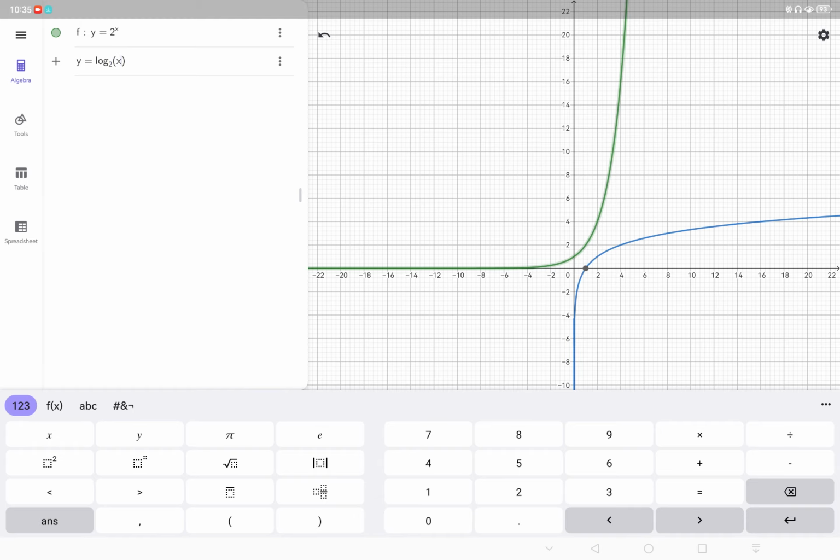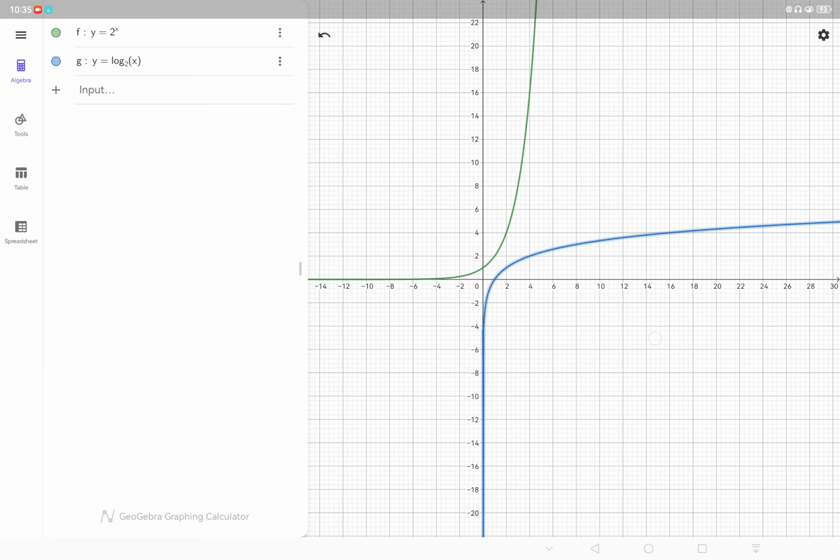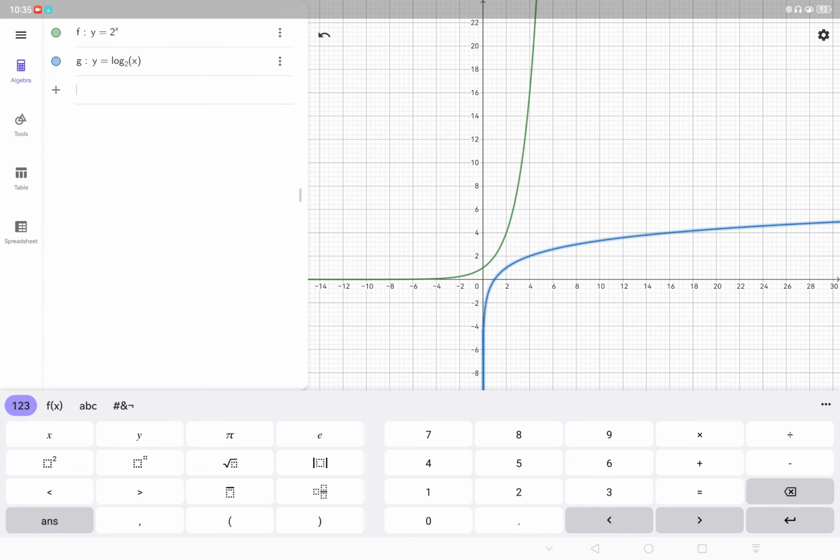Okay, as you can see, there are indeed inverses of each other. We can also add the line y equals x. Okay, as you can see, the green curve is a reflection of the blue curve with respect to the red line.